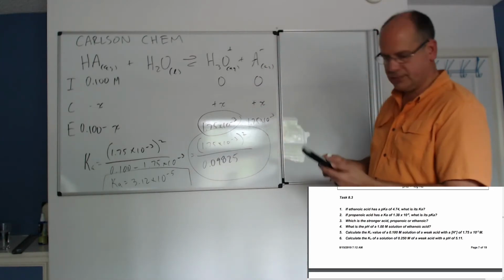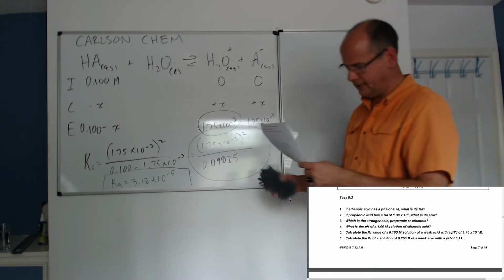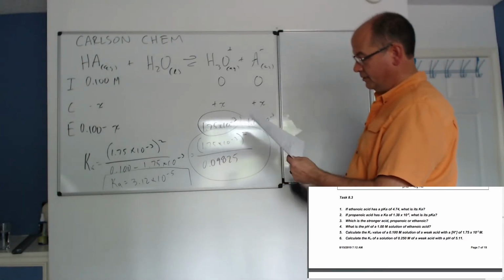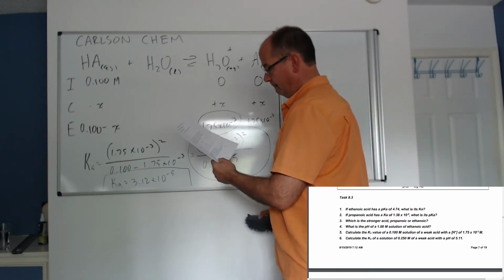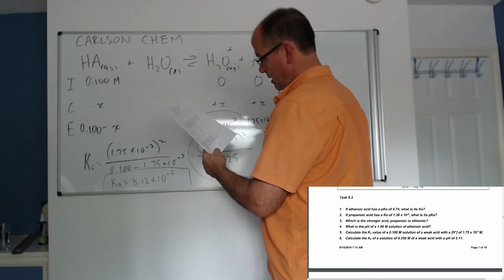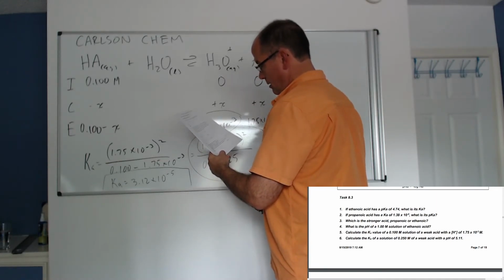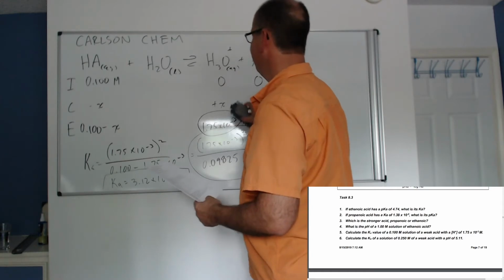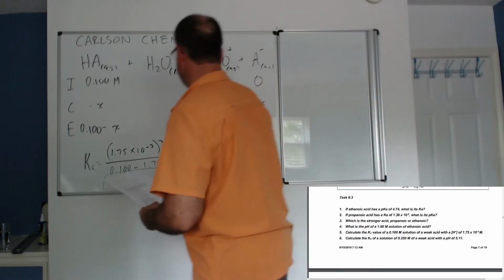So now let's talk about number 6. Calculate the Ka of a solution of 0.25 with a pH of 5.11. Okay. So for this one, well, let me erase this stuff here.